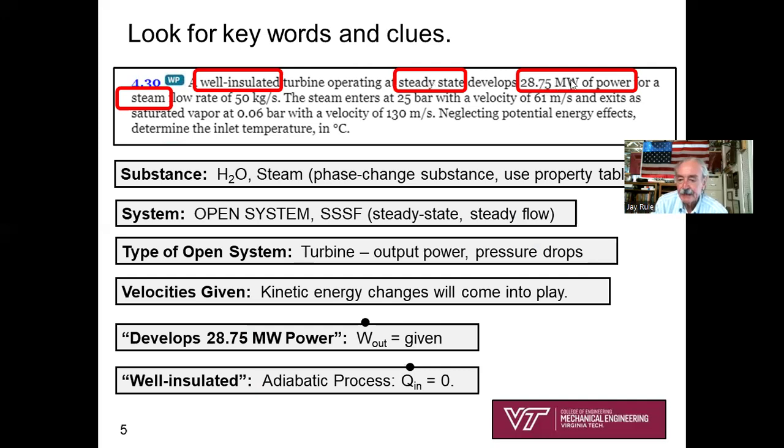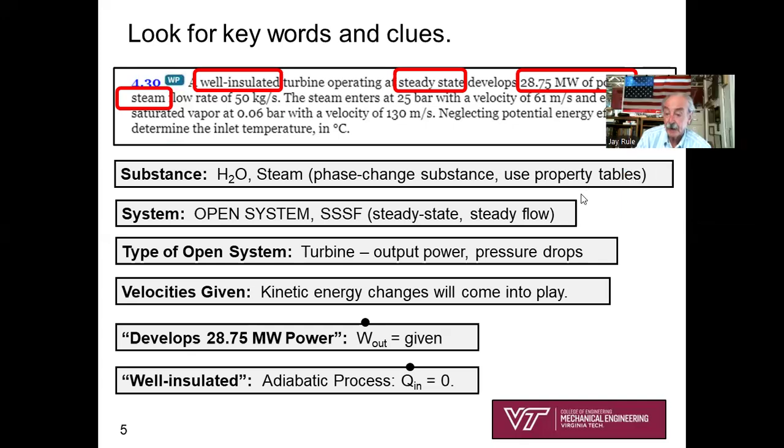28.75 megawatts of power. That's going to be critical for us because that's given. W dot then is given. The output power is a given number. And of course, here it says steam. So let's summarize what we see from our keywords and clues. The substance is H2O, steam. That is a phase change substance, and so for this solution, we're going to be using the steam property tables in your book. Open system, steady state, steady flow. So that's keyword, steady state. The type of open system is a turbine. And I've tried to give you a little example of what a turbine looks like.